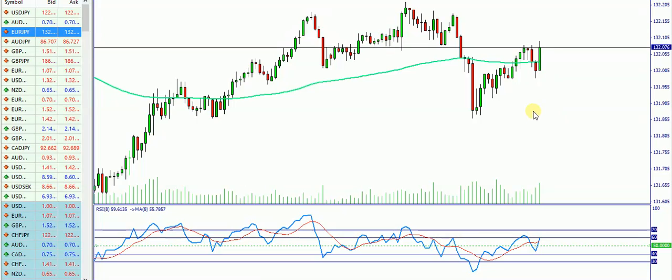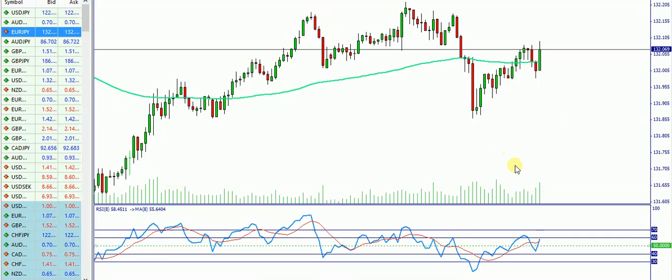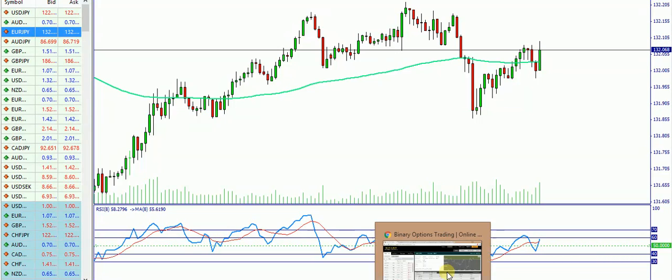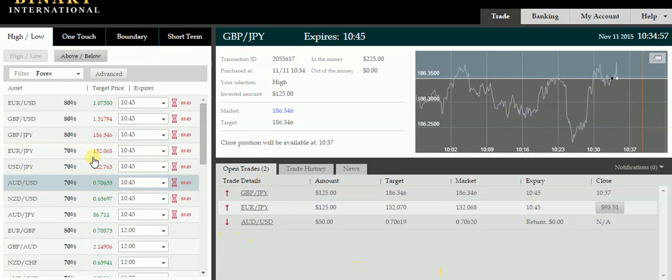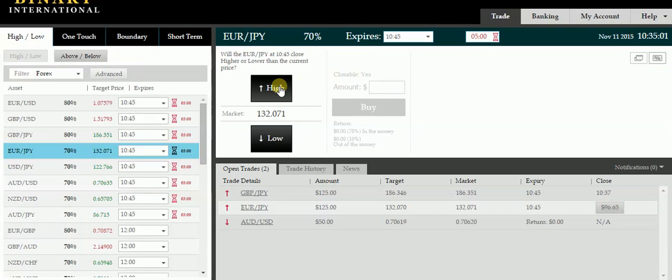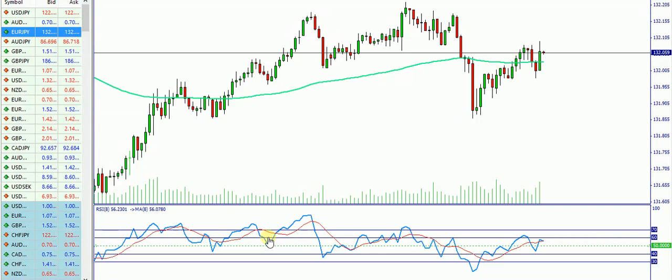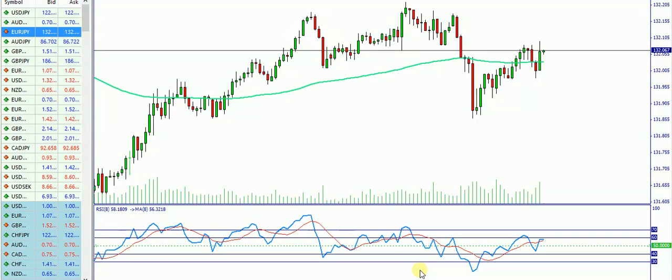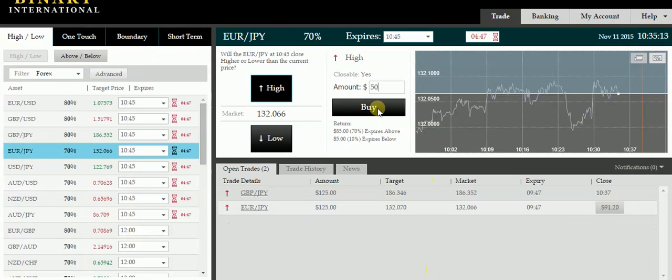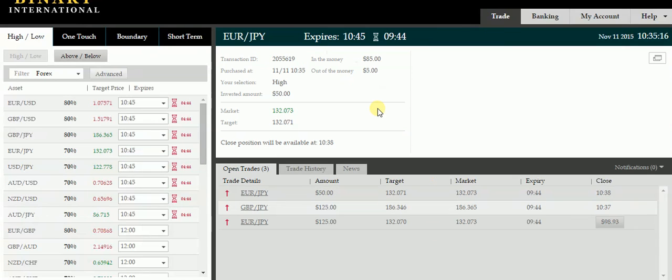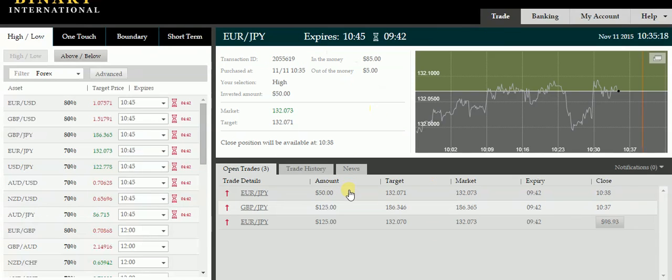Okay, so that entry is now available on the Euro JPY, so we will go on Euro JPY for an investment amount of $50. So let's go back to our chart to see. Yeah, so we'll enter the investment amount of $50 to expire at 10:45.